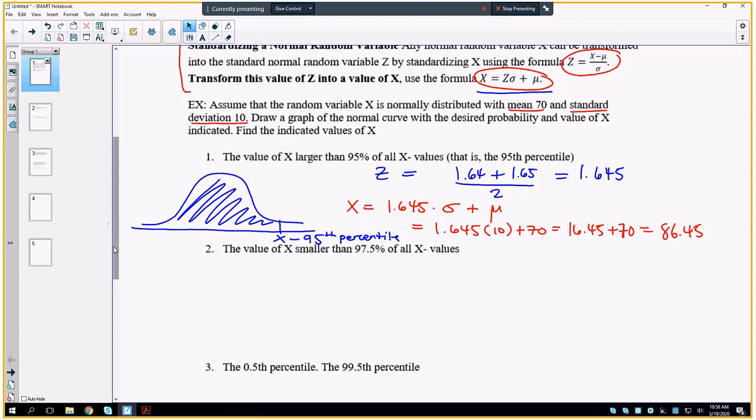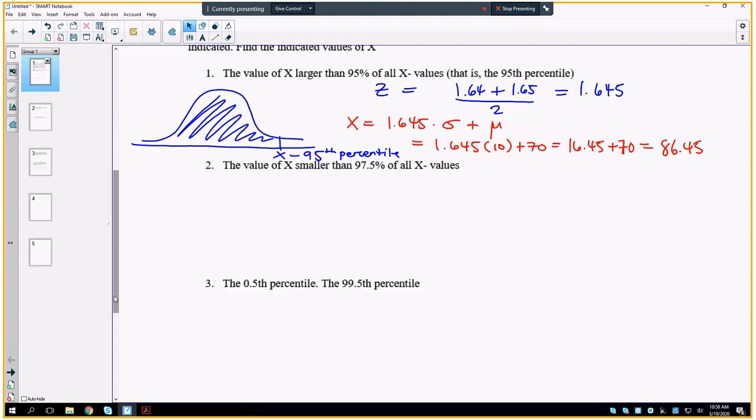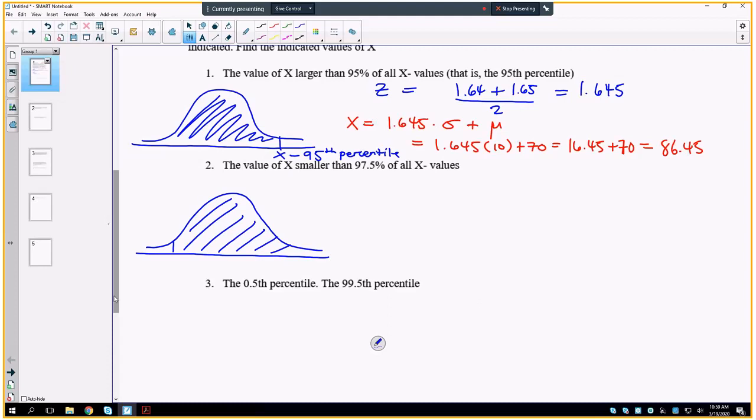So let's practice a few more of these. How about the x value smaller than 97.5% of all x values? Well, smaller is a little bit more challenging, because if I draw my normal curve, I'm saying that 97.5% of all the x values are over here. And here I am, this is the x I'm looking for, and it's smaller than 97.5%. But we already know what we need to do. We need to do 1 minus.